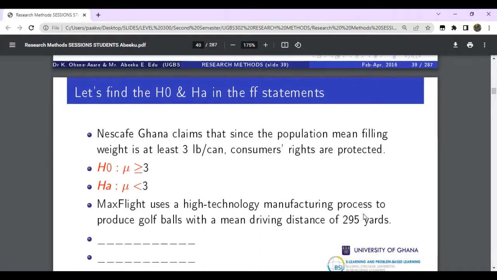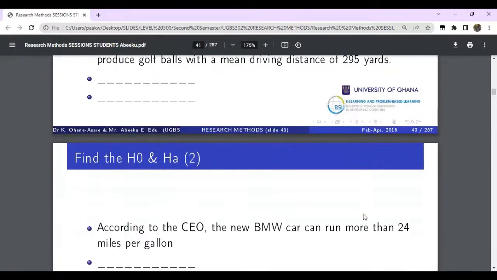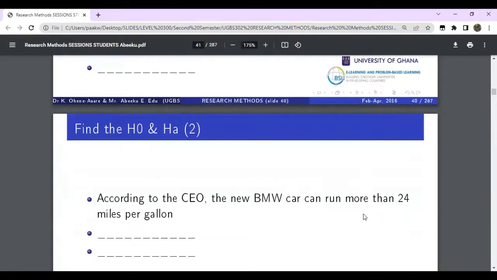Okay. So H0 is such that mu is equal to 295. And HA is such that mu is not equal to 295. Yes. Okay. So then, the next one.